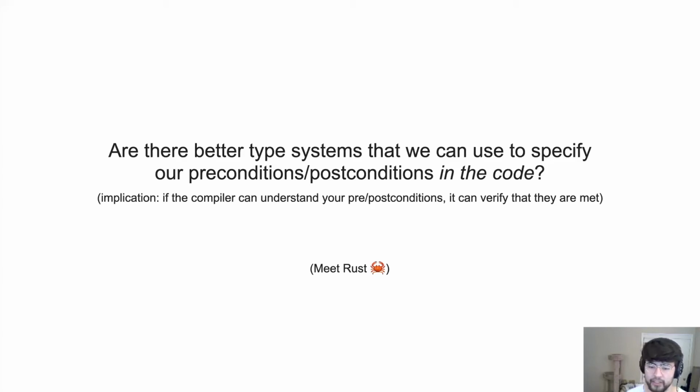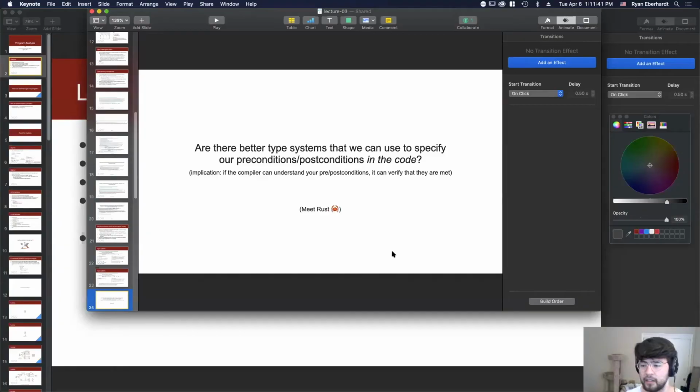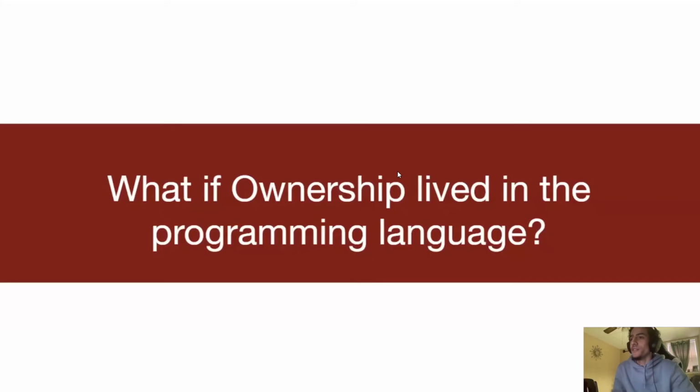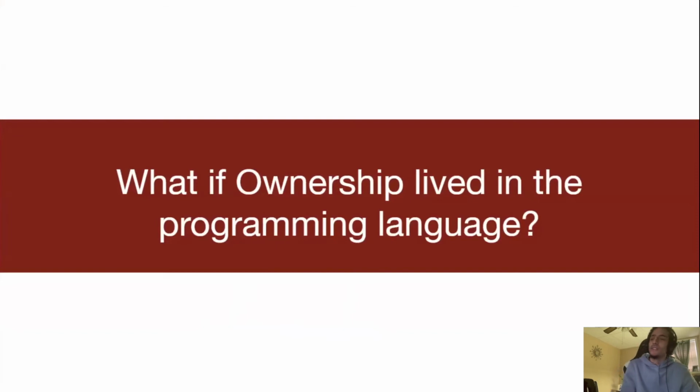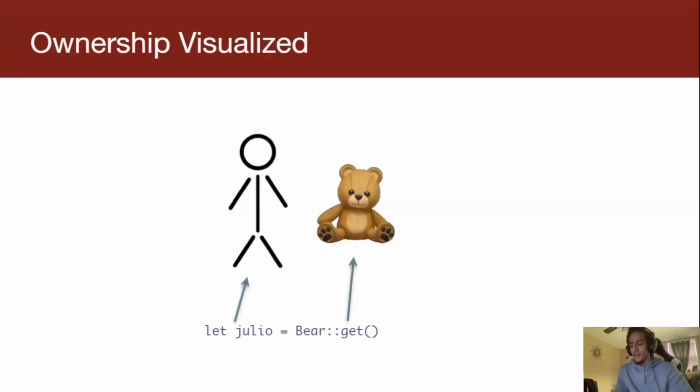So Julio's going to kick us off by giving a high-level overview of how some of this appears in the Rust language, and then we're going to do more of a deep dive on Thursday. So the big question that we're going to talk about now, we've heard ownership. We see that it can exist in comments in C, but nothing really forces you to free your memory. But what if that ownership actually lived in the programming language? So here's your first line of Rust. You have let Julio equals bear get.